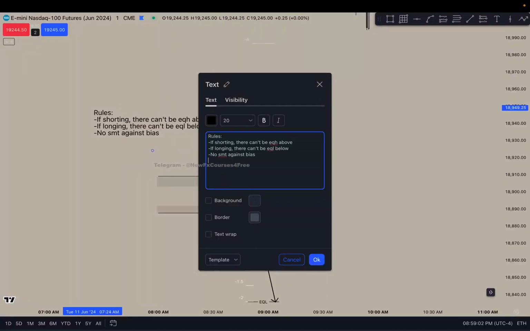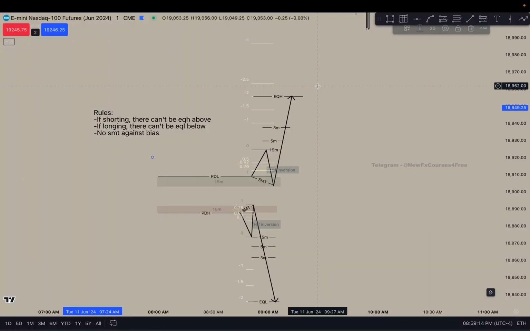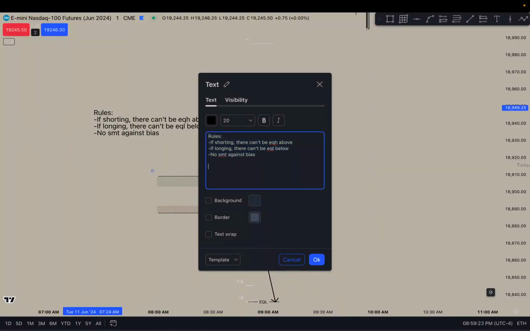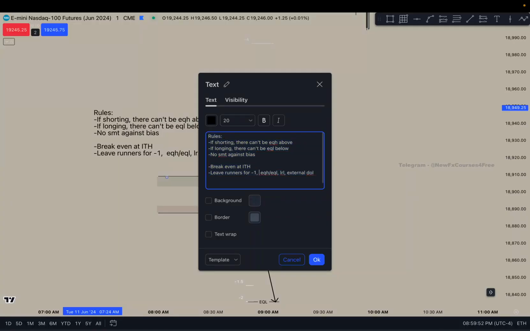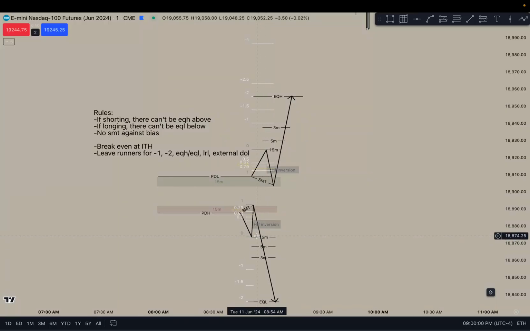Let me think. Yes, you break even here. This is your break even. No SMT against bias. What I just said, there can't be an SMT here or there.